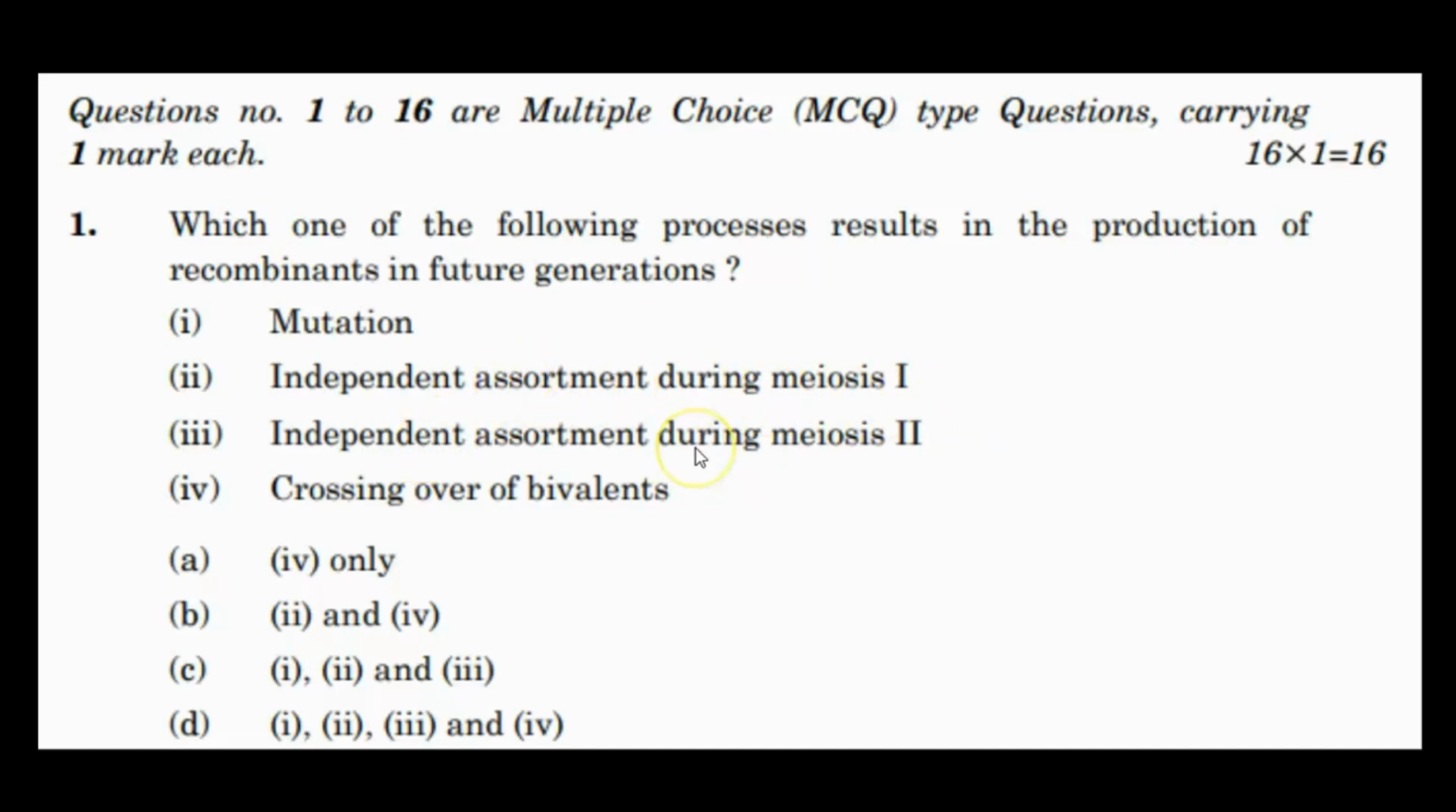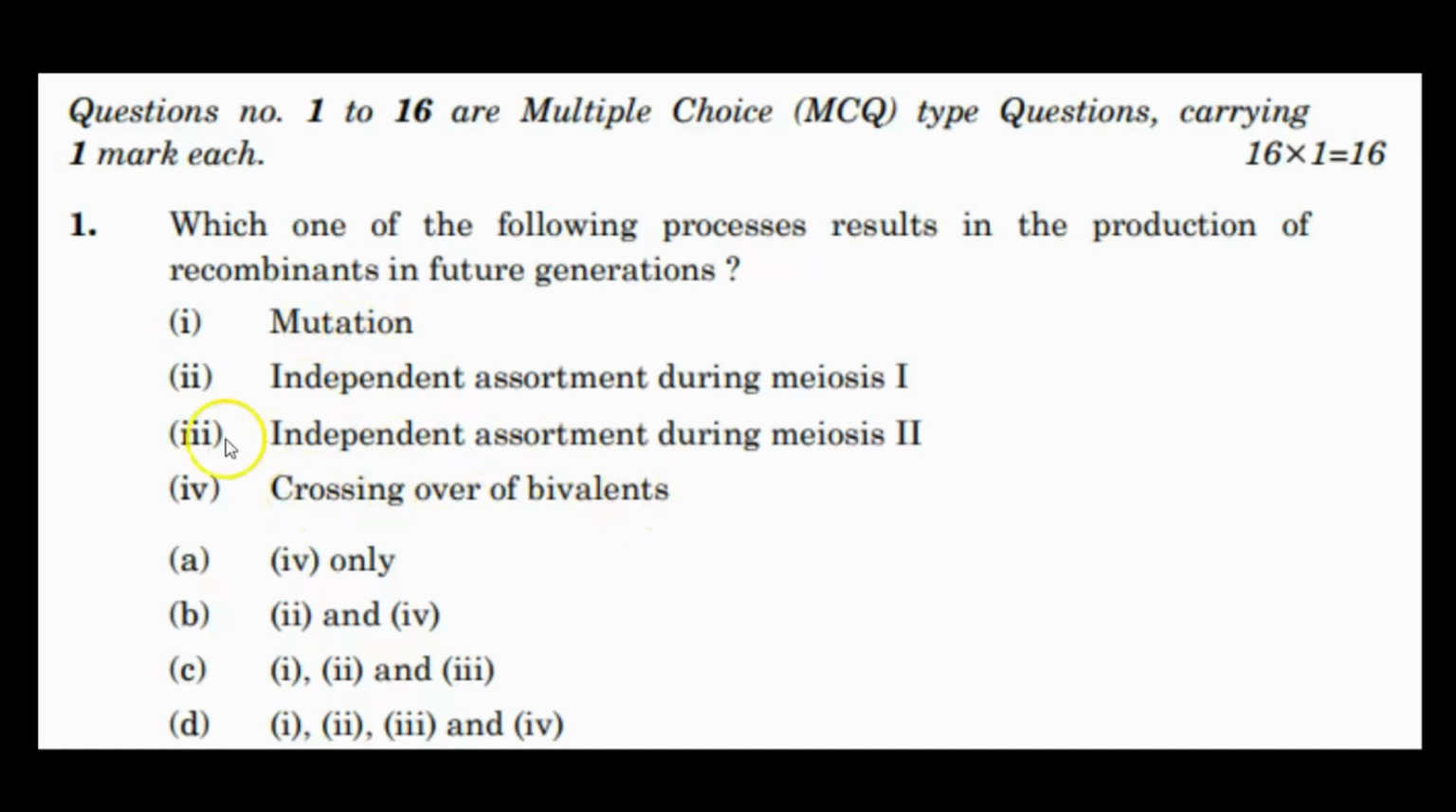But independent assortment during meiosis 2, what about it? It's not like that. The sister chromatids are already separated. It's just like mitosis, and no new combinations are made here. It's copying, like already shuffled cards. So we can eliminate independent assortment during meiosis 2, and mutation can also be eliminated.